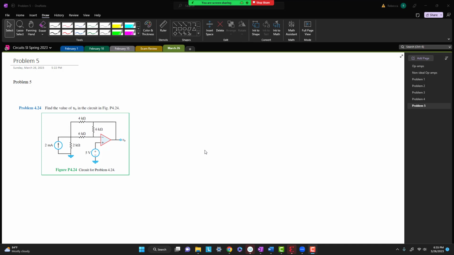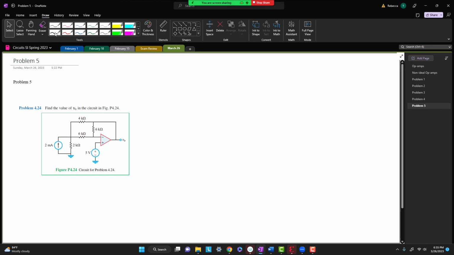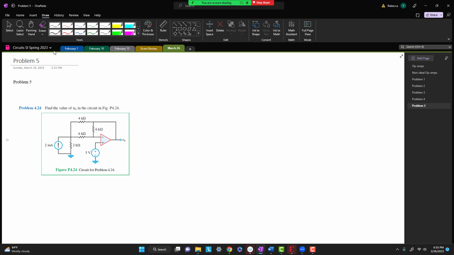All right. So here we're supposed to find the value of VO. Now, ordinarily, what I would do here is a source transformation, but since y'all haven't been doing source transformations, I will not do that. Just know that in general, that is what I would do. So let's remember our rules for op amps.